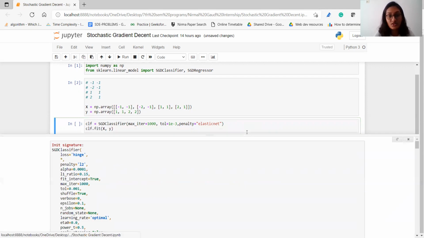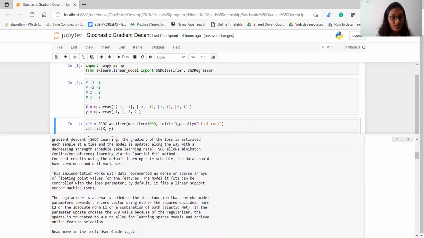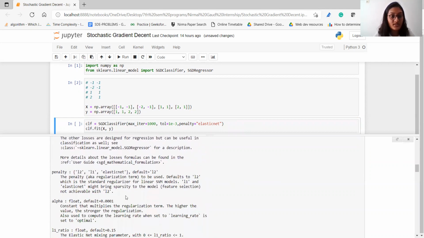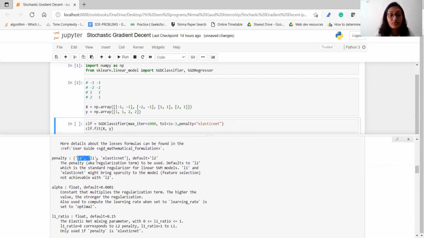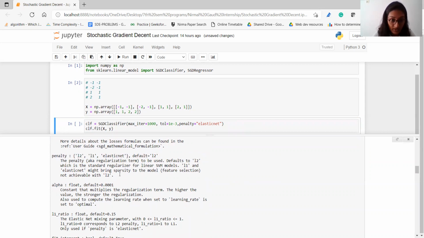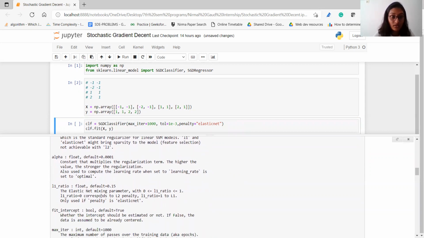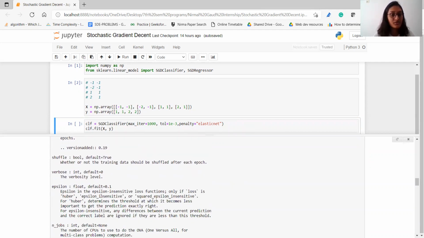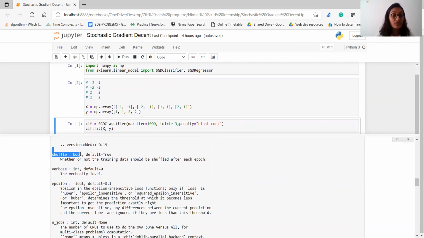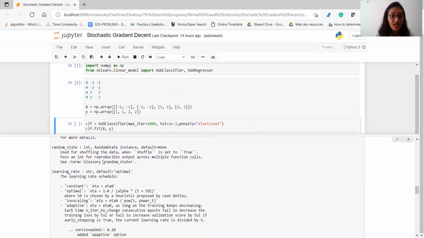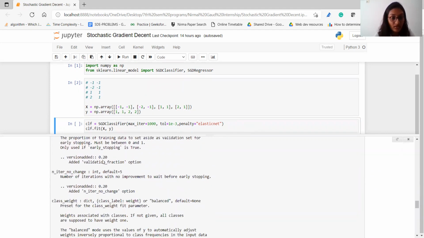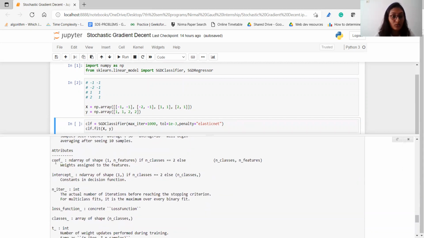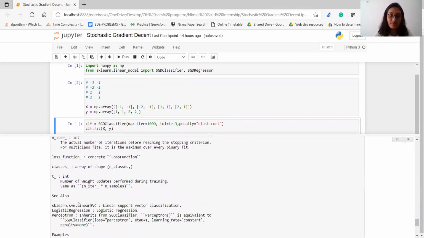Now, this is the documentation that you can see. The various parameters you have are loss, penalty, L1 and L2 normalization. This was something that we had seen. Thereafter, we have alpha, the learning rate, L1 ratio, fit intercept, maximum iterations it should go to, tol, shuffle, should we shuffle the data or not, verbose to see the steps, epsilon, number of jobs, random state, learning rate, etc. Thereafter, the attributes are coefficient, intercept, number of iterations, loss function, classes.